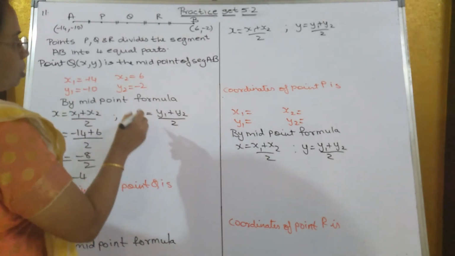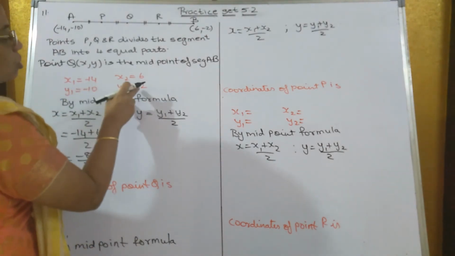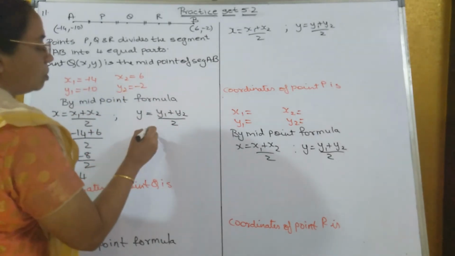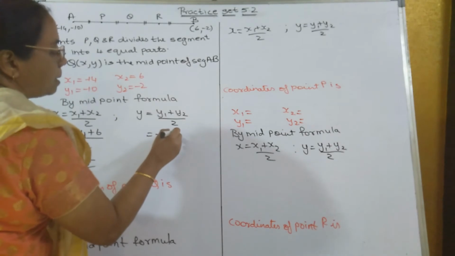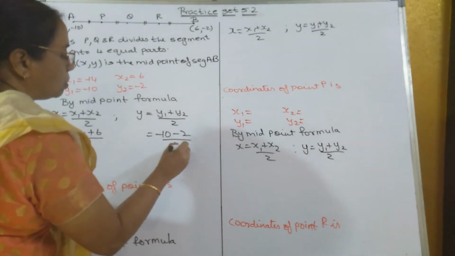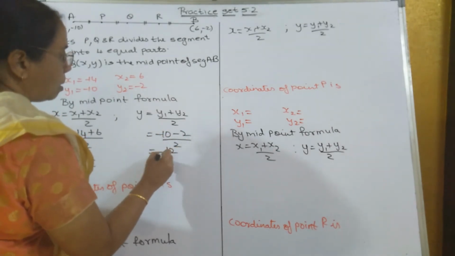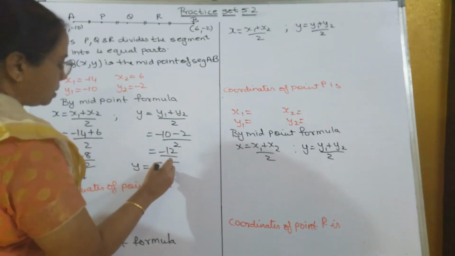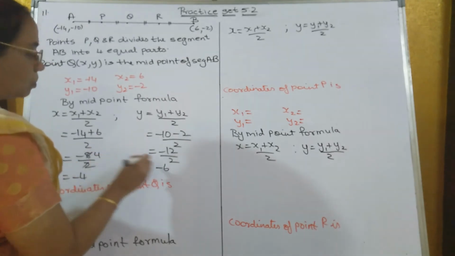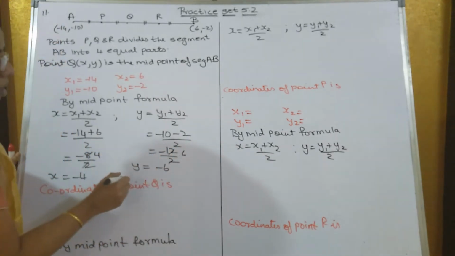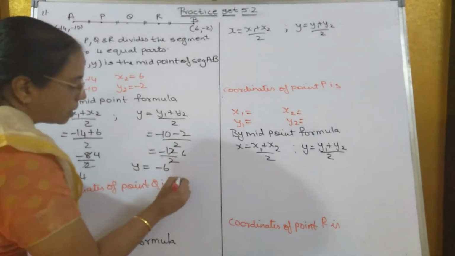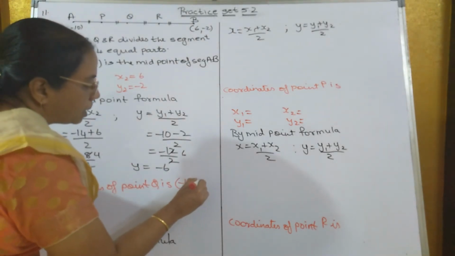Y is equal to what? y1 plus y2, that is minus 10 plus minus 2, minus 10 minus 2 upon 2, that's equal to minus 12 upon 2, that is equal to, y is equal to how much? Minus 6. So the coordinates of point Q is what? Minus 4, minus 6.